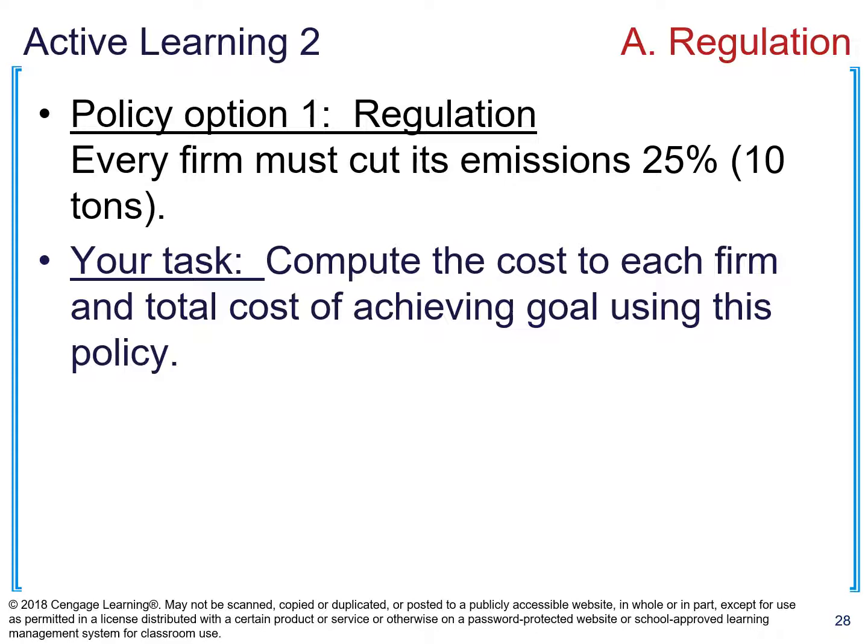There are two policy options. First one, regulation. Each firm must cut its emissions 25%, 10 tons. Compute the cost to each firm and the total cost of achieving the goal using this policy. Take a minute and compute this before moving on to the next slide.